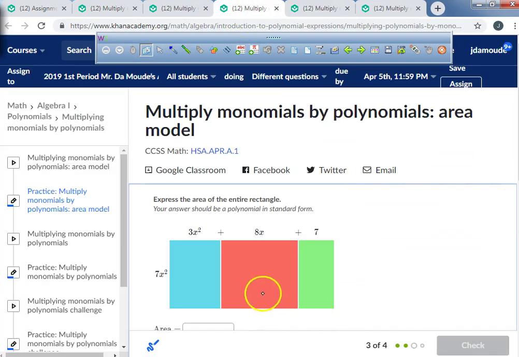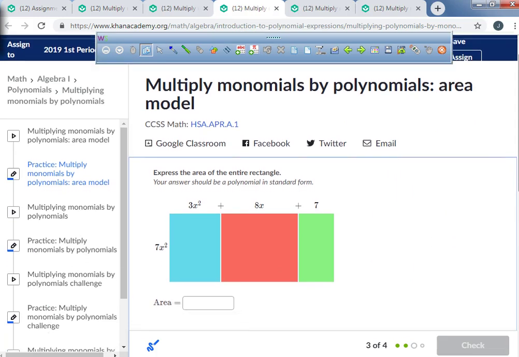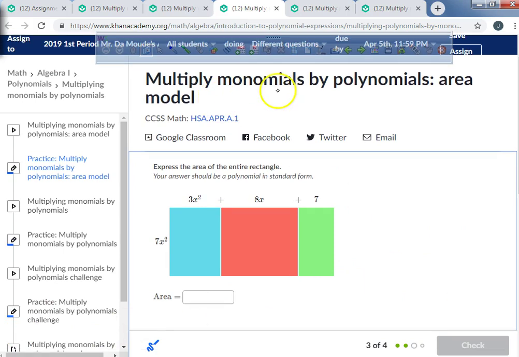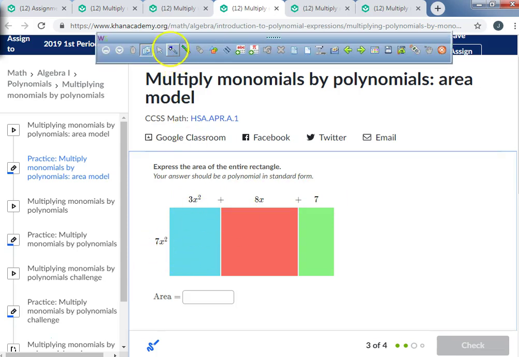What I want you guys to do is simply draw this rectangle carefully right now, please. All right, so this says multiply monomials by polynomials, and we're dealing with area. Now, which one of these is the polynomial? The 3x squared plus the 8x plus the 7. Which one is the monomial? 7x squared. Okay? So I'm going to do these in 3 different colors.